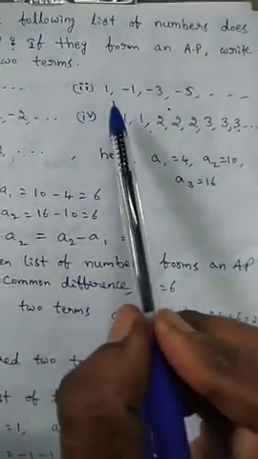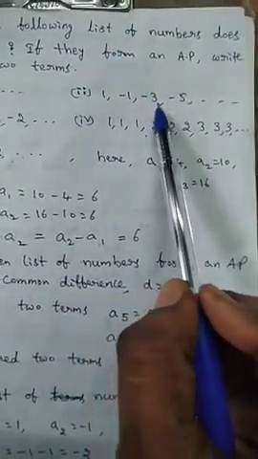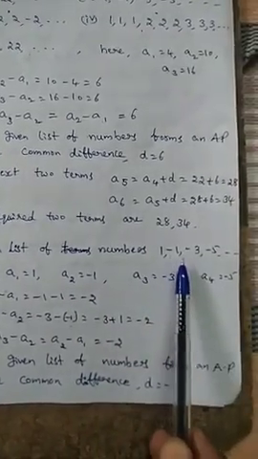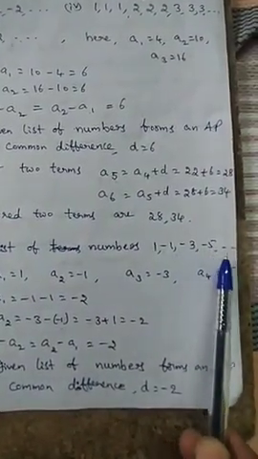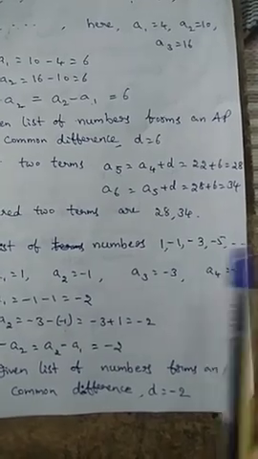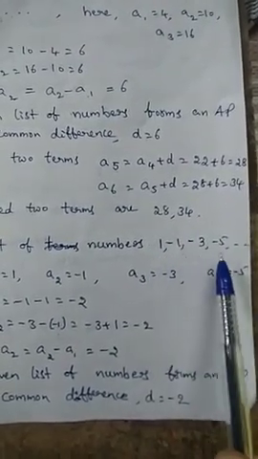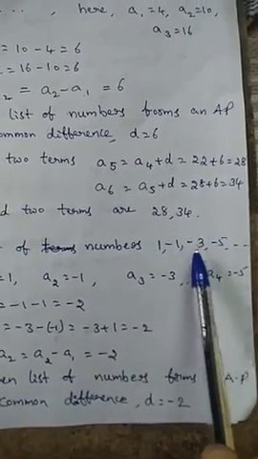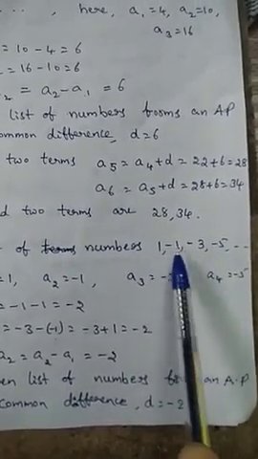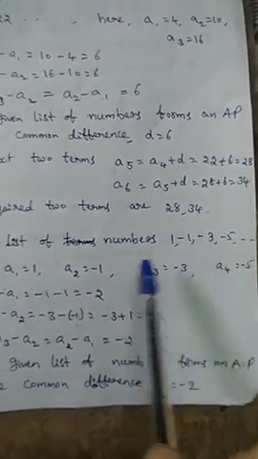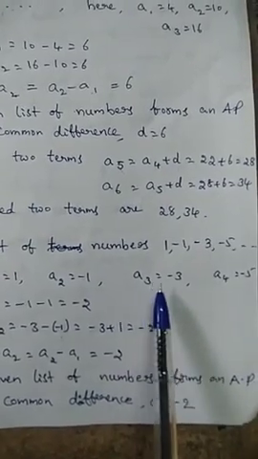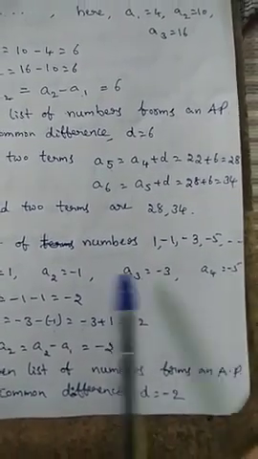Coming to the second problem: 1, minus 1, minus 3, minus 5 and so on. Here is the given list of numbers. First of all, observe the common differences. If they are equal, then automatically this is in AP, otherwise it is not in AP. A1 is equal to 1, A2 is equal to minus 1, A3 is equal to minus 3, A4 is equal to minus 5.